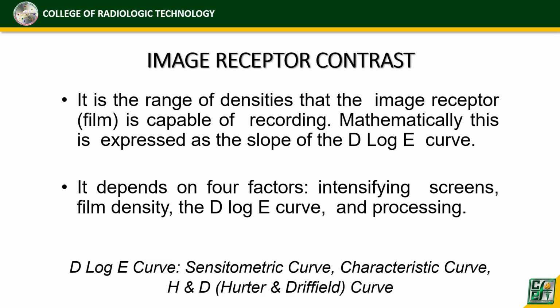So basically, when we say image receptor contrast, it is the range of densities that are present in the image receptor, or the image receptor is capable of recording. Okay? So that means yung film contrast is inherent sa ating film.